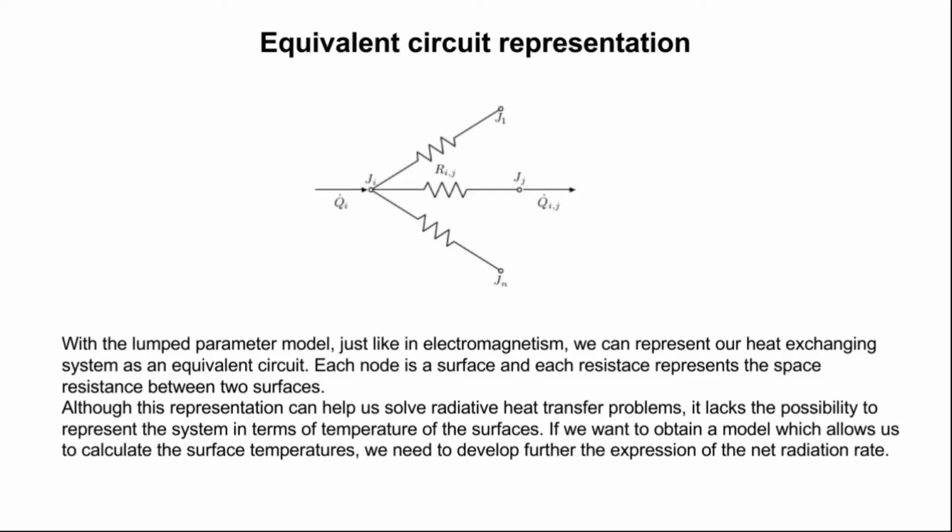With the lumped parameter model, just like in electromagnetism, we can represent our heat exchanging system as an equivalent circuit. Each node is a surface and each resistor represents the space resistance between two surfaces. Although this representation can help us solve radiative heat transfer problems, it lacks the possibility to represent the system in terms of temperature of the surfaces. If we want to obtain a model which allows us to calculate the surface temperatures, we need to develop further the expression of the net radiation rate.